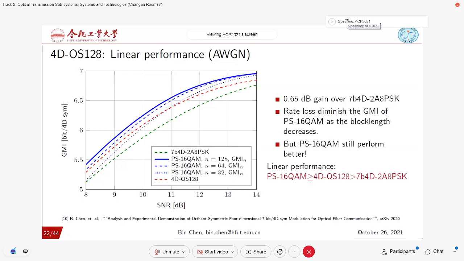So the conclusion is the linear channel PS with the short block length can still perform better than these 4D modulation formats, or similar, because if you reduce the block length down to 32, it performs worse than the proposed one, but it can be better with larger block length.